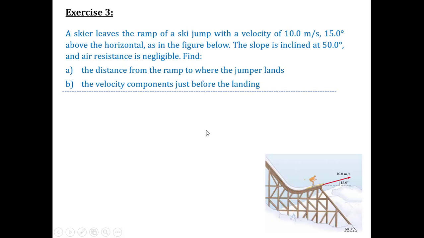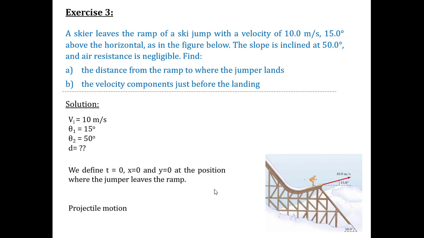Okay, so first of all we write the given information. We have, first of all, the initial velocity is 10 meters per second. The initial angle, let's call this angle theta 1, it's 15 degrees, and theta 2 is 50 degrees, and we want to calculate the distance D. So we want to define the initial time and the initial position. So this is the initial position. We define t equals 0, x equals 0, and y equals 0 at the position where the jumper leaves the ramp. يعني بالposition محل ما هيدا الشخص ترك الرامب هون. يعني محل ما بلش ينط.